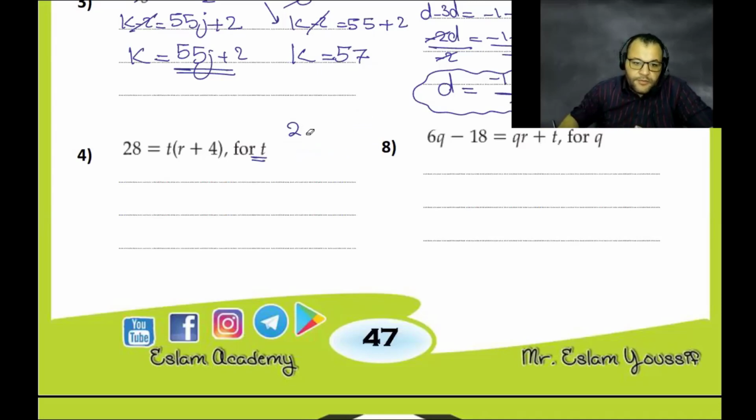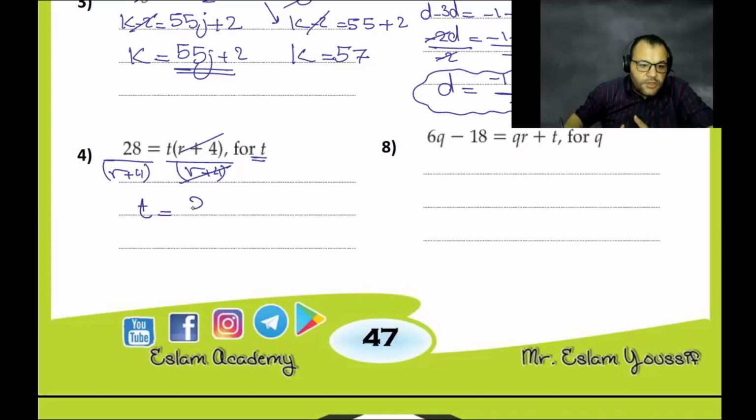That's multiplication. Also, because we have R times T on one side, plus 4, we'll divide here by R plus 4. Cancel R plus 4 and R plus 4. It means T is equal to 28 divided by R plus 4. That's all. Easy, mister.